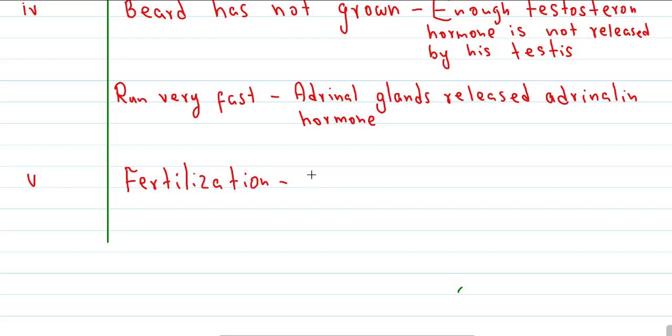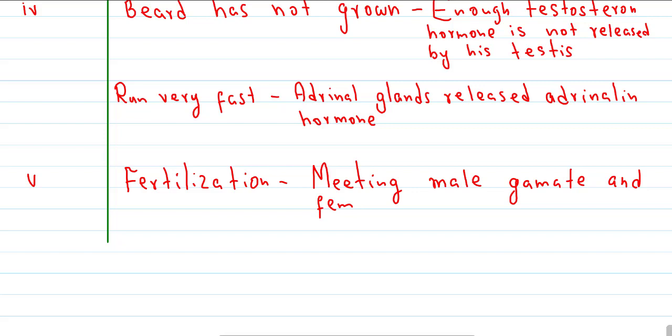Fertilization, we can tell, is the meeting of the male gametes and the female gametes. For plants and animals, both it is the same, right? Meeting male gamete and female gamete. Right. And that is fertilization. And the other one, children, cross-pollination, right?